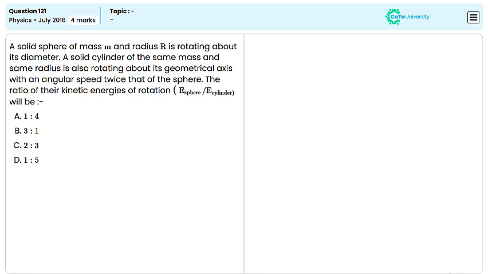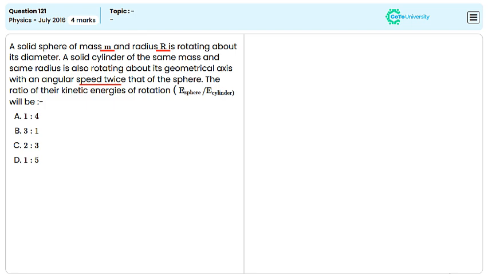We need to calculate the ratio of the rotational kinetic energies of a solid sphere and a solid cylinder. We are given that both have the same mass m and radius r, and the angular speed of the cylinder is twice that of the sphere, which means omega cylinder equals 2 times omega sphere.